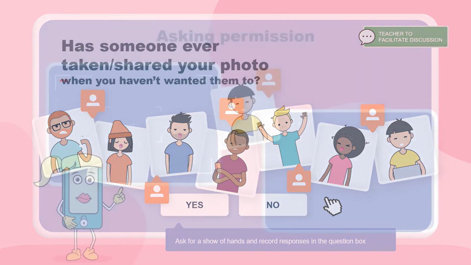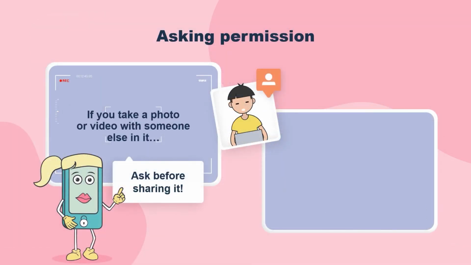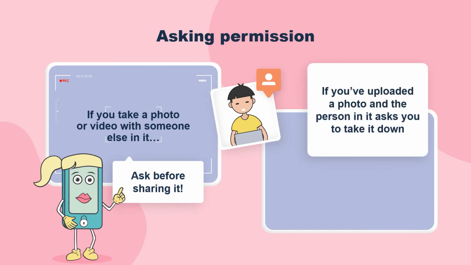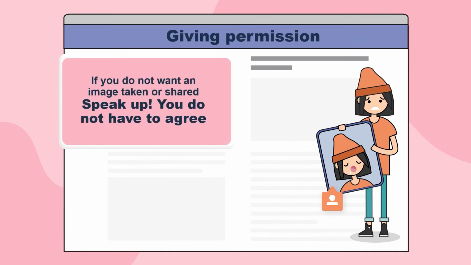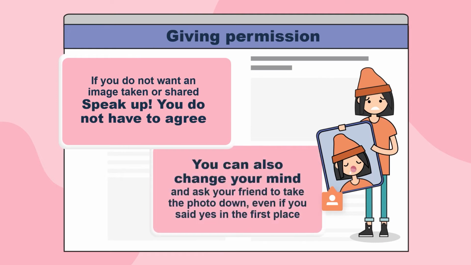Let's talk about asking for permission or consent. If you take a photo with someone in it, you should ask before you post or share it with other people. If they don't want their photo on public social media accounts, you should respect their decision. If you've uploaded something and a person asks you to take it down, you should just take it down. If you don't want an image taken or shared, speak up. You do not have to give your permission. You can say no. You can also change your mind and ask your friend to take the photo down, even if you said yes in the first place.